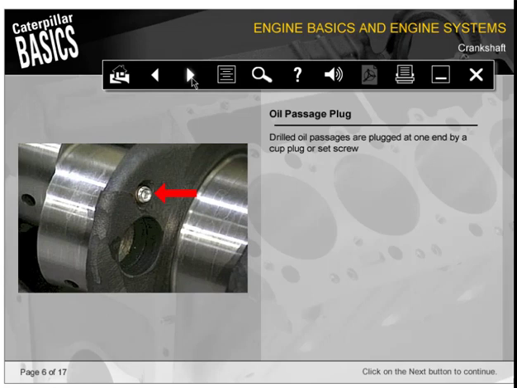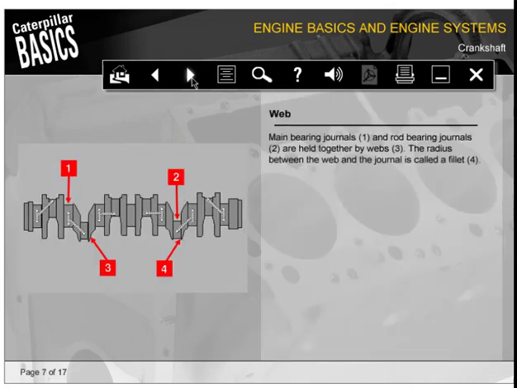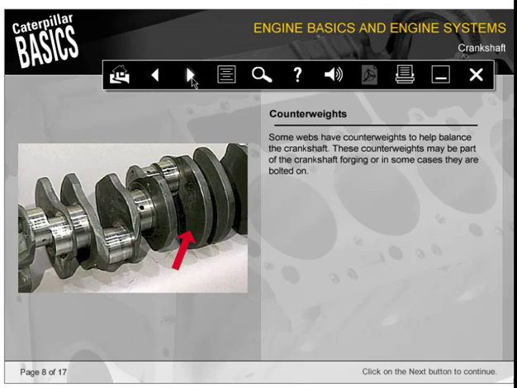Drilled oil passages are plugged at one end by a cup plug or set screw. Main bearing journals and rod bearing journals are held together by webs, shown here as number 3. The radius between the web and the journal is called a fillet. Some webs have counterweights to help balance the crankshaft. These counterweights may be part of the crankshaft forging, or in some cases they are bolted on.